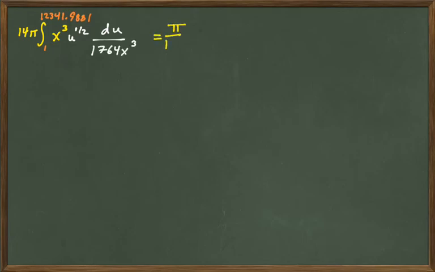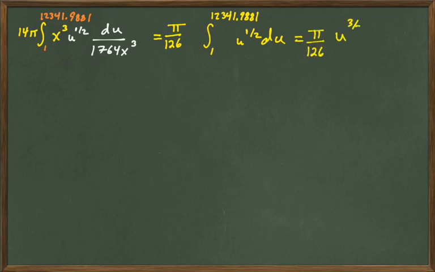Okay, so go ahead and slide out the 1764 in the denominator. 14 is going to go into 1764 126 times. It's going to have pi over 126, integral from 1 to 12341.9881, u to the 1/2 du. So it's going to be pi over 126, u to the 3/2 divided by 3/2, evaluated from 1 to 12341.9881.